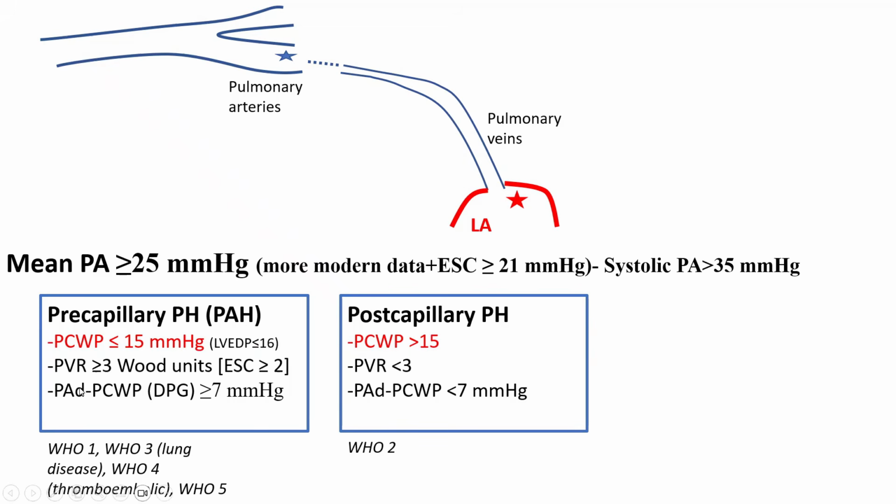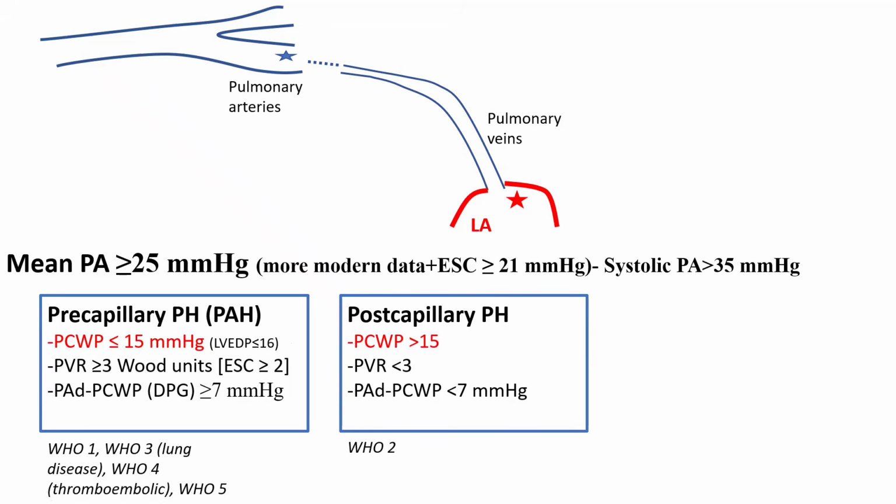Another thing is in precapillary pH, you have what we call a diastolic pressure gradient, DPG, meaning the PA diastolic pressure is higher than the diastolic wedge pressure by 7 millimeters or more. Okay, because those pulmonary arteries are remodeled and constricted. So there is an uphill between the wedge pressure and the PA diastolic pressure. Whereas in postcapillary pH, that gradient is less than 7. However, the ESC guidelines recommend against using that diastolic pressure gradient.